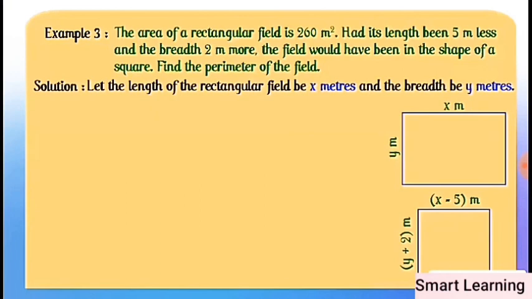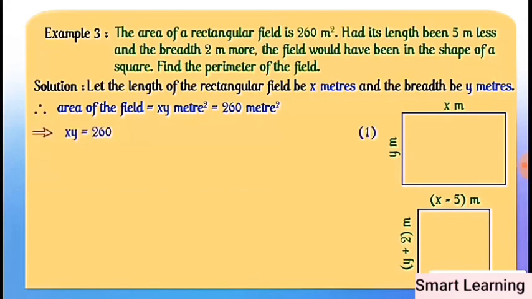Let's solve this question. Let the length of the rectangular field be x meters and the breadth be y meters. Therefore, area of the field is equal to xy meter square is equal to 260 meters square.